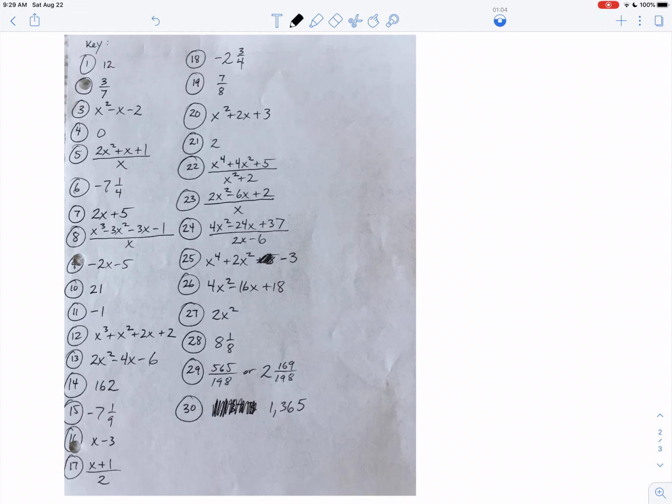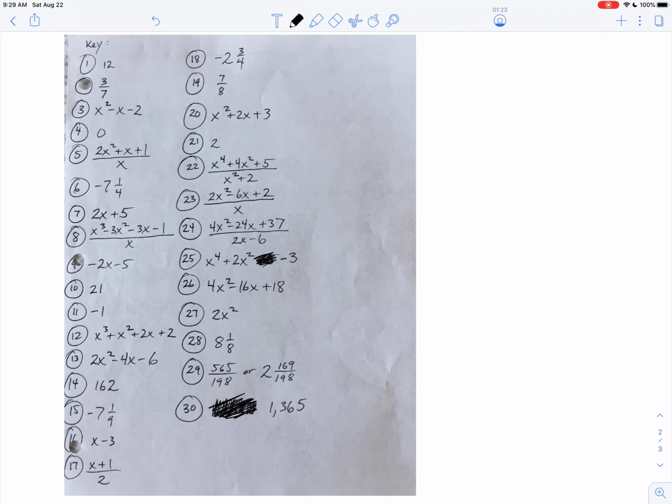I did not have any whiteout, so when I wrote down stuff, you'll see a couple scratch outs, like here on number 30. I scratched that one out. I made a boo-boo. I wrote a +5 here. I meant to write a -3. And there you go. So take a picture of it.